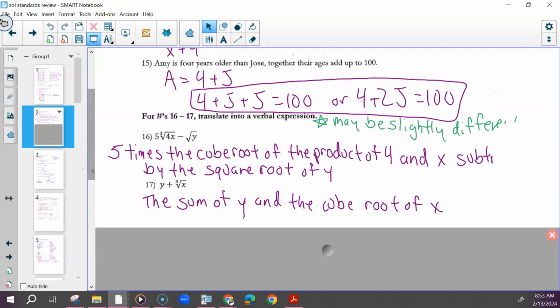Remember that these can be as simple or complex as you want them to be. For 17, we could have said y plus the cube root of x. 16 had a lot going on, so somewhere you would have had some of those words regardless. In Desmos, the evaluating piece, the first part of this, you can do no problem. Translating cannot be done in Desmos, so that's something you would need to know for the SOL.